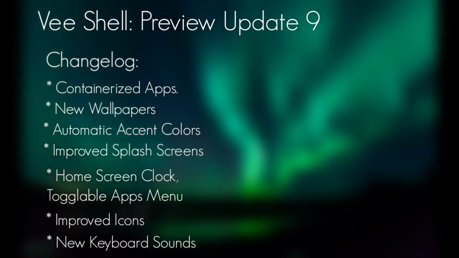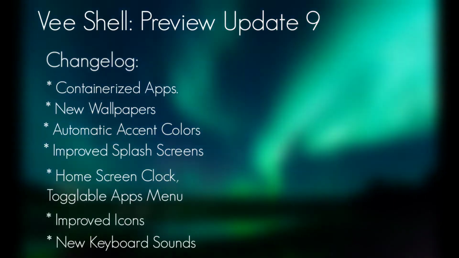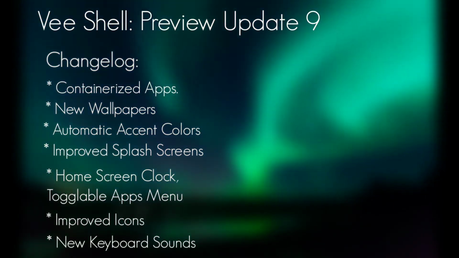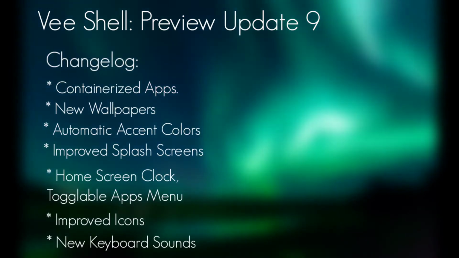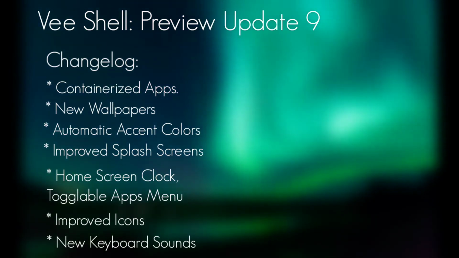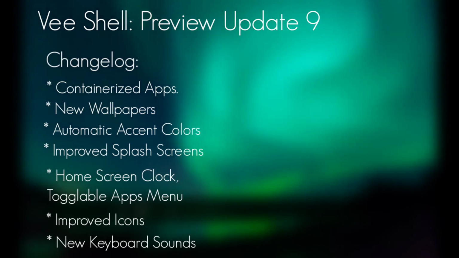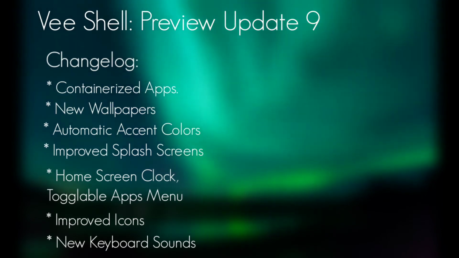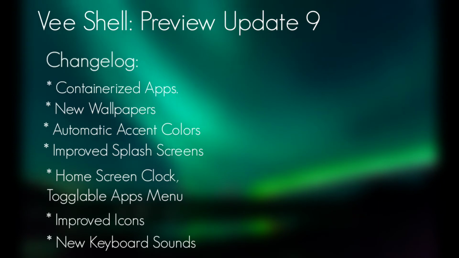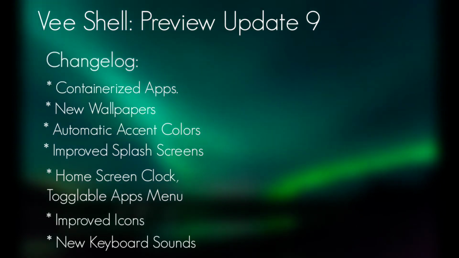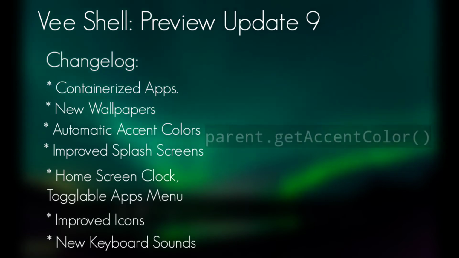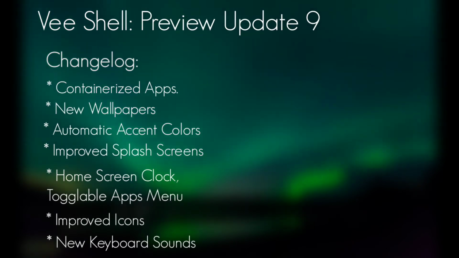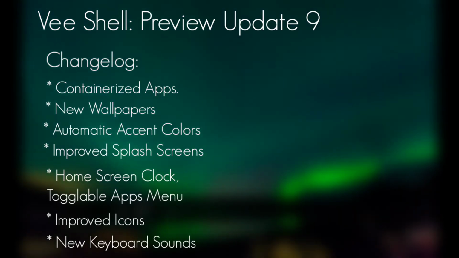This update also brings automatic accent colors. Now Vee Shell will pick an accent color based on the dominant color of your current wallpaper. Vee Shell uses the Color Thief library to do this, and now exposes an API for doing this. You can get the dominant color by calling the function parent.getAccentColor, and it's going to return an array with the R, G, and B values of the accent color.